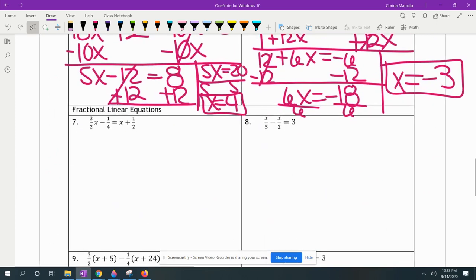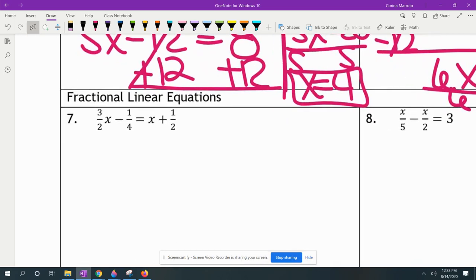All right, the next part, now solving fractional linear equations. So here we see a bunch of fractions, okay? So we're going to try to get rid of the fractions first because I know you guys don't like to work with fractions. So what we're going to do is we see this number here at the bottom, it's 2. A 4 here is in the denominator also, and then this one is also in the denominator.